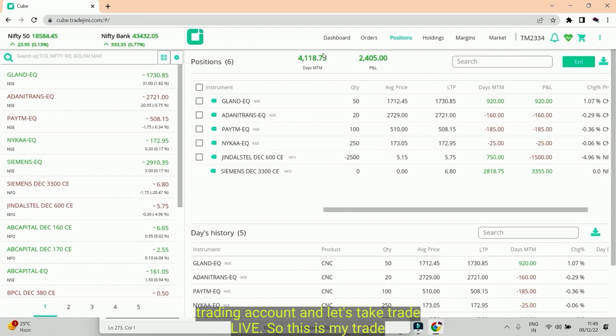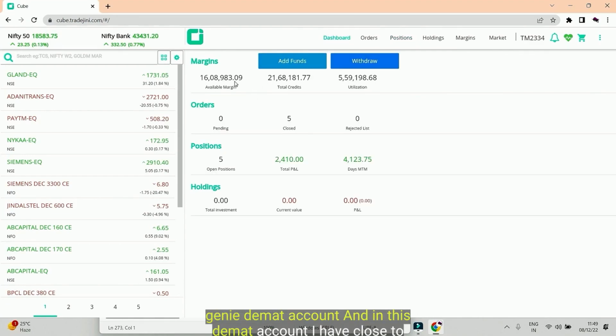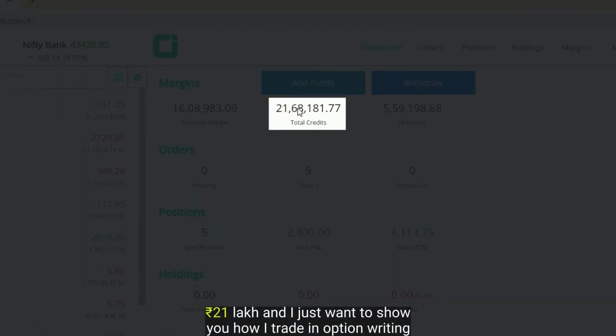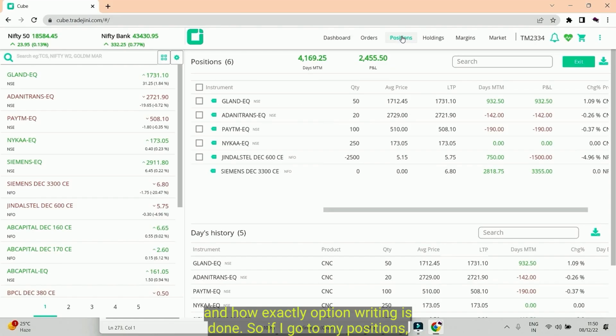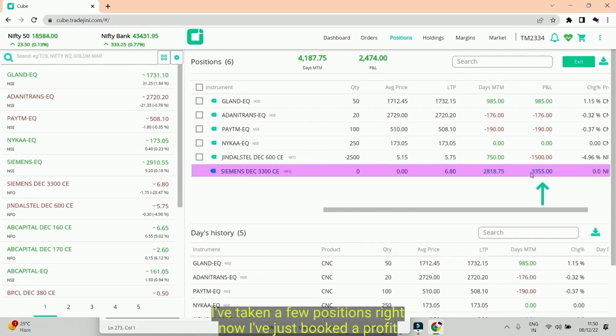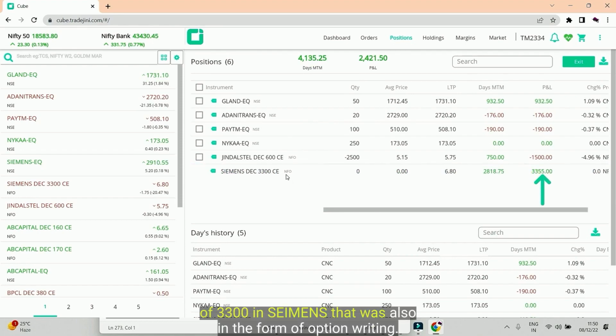So this is my Trade Genie demat account, and in this demat account I have close to 21 lakh rupees, and I just want to show you how I trade in option writing and how exactly option writing is done. So if I go to my positions, I have taken a few positions. Right now I've just booked a profit of 3,300 in Siemens. That was also in the form of option writing.